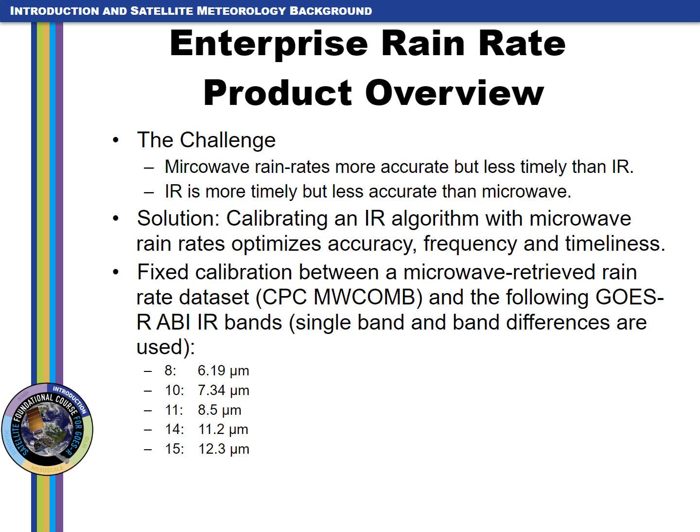The GOES-R rainfall rate product makes use of GOES-R ABI bands and is calibrated against the CPC combined microwave field known as MW-COM. The ABI bands used as input are bands 8, 10, 11, 14, and 15. These bands contain information about the cloud phase and particle size and help to discriminate.